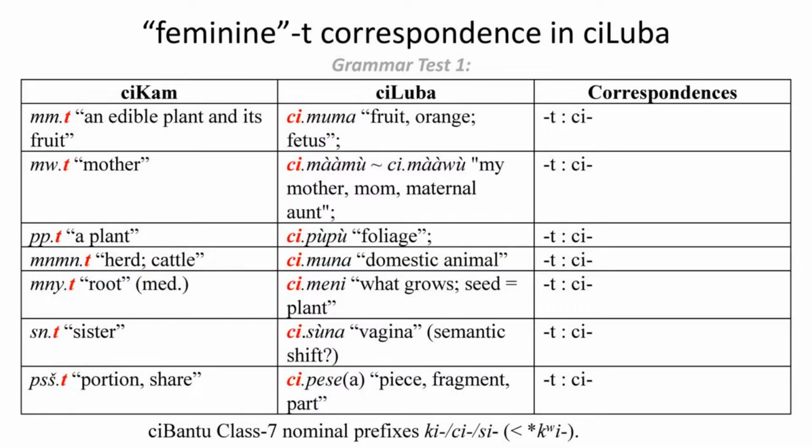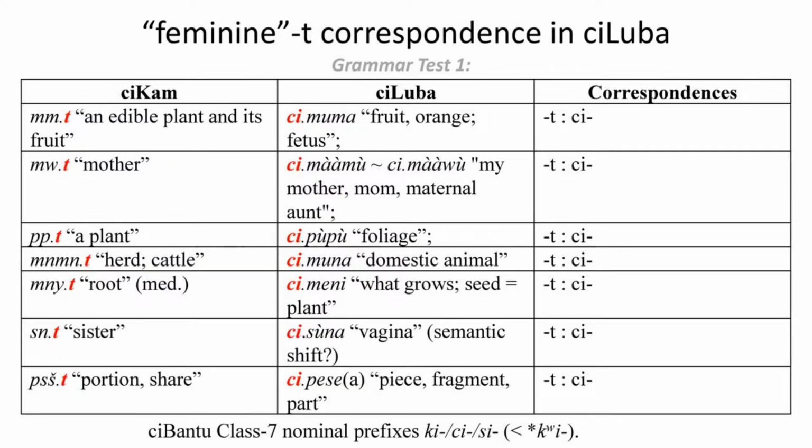And so when doing my grammar test for Egyptian and Chiluba, I created this table, and I won't go through all of these, because I've shown this 100 times, and of course it's in the book. But if you want to pause it and examine it yourself, you can verify these on your own. But just to give an example, in Egyptian, we have Mehmet, an edible plant and its fruit. And then we have in Chiluba, Chimuma, fruit, orange, fetus, right? And then we have, some people pronounce it as mut, but it's mawut.